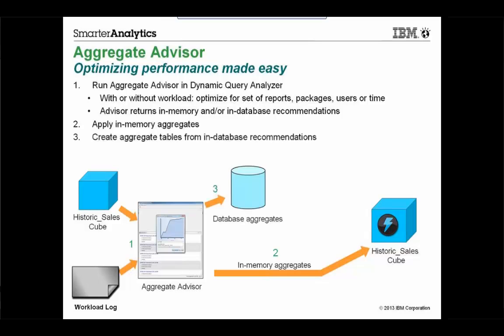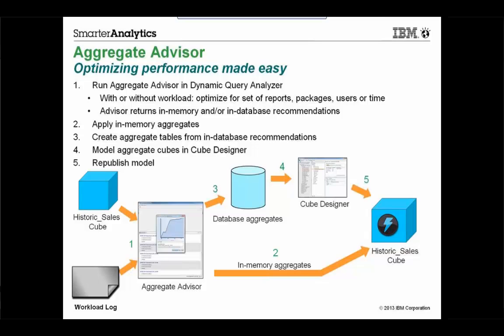So if you also ask for database aggregates, the Aggregate Advisor will provide database aggregate recommendations, which you then give your DBA. And once those tables are created in your warehouse, you'd model in what we call aggregate cubes into the Cube Designer and republish the model out to the content store so that when you restart your cube, at that point, the cube knows of those database aggregates that the engine can try to guarantee routing to.